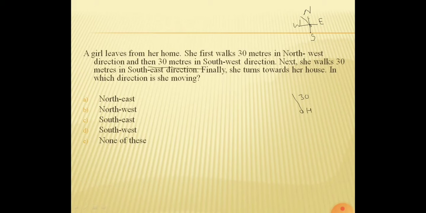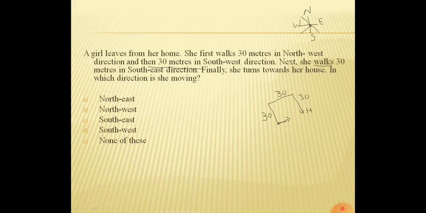Then 30 meters in the southwest direction from there. So southwest direction, look at the diagram, this way it has to go. All the points have to be considered as the origin for that direction. And then she walks 30 meters in the southeast direction, which you can see in the direction diagram. That is also 30 meters. Now look at that, all the dimensions are the same. So now she is in line of sight level with the house.